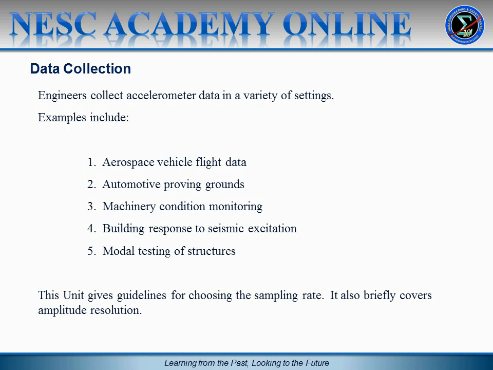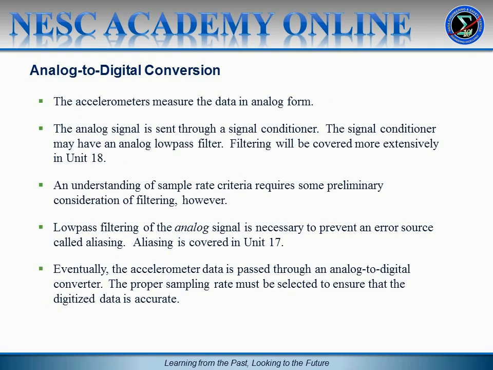Engineers collect accelerometer data in a variety of settings, and the examples include aerospace vehicle flight data. This could be from launch vehicles, helicopters, or aircraft. Automotive proving grounds, machinery condition monitoring, building response to seismic excitation or even to wind loading, and also modal testing of structures. So in order to set up a data acquisition system, we need to establish a sample rate. This is a very important parameter. And we'll be discussing the sample rate in this unit, as well as a few related topics such as the amplitude resolution.